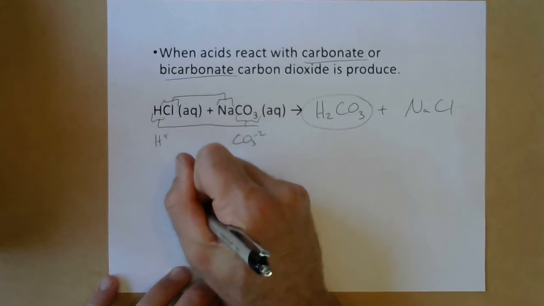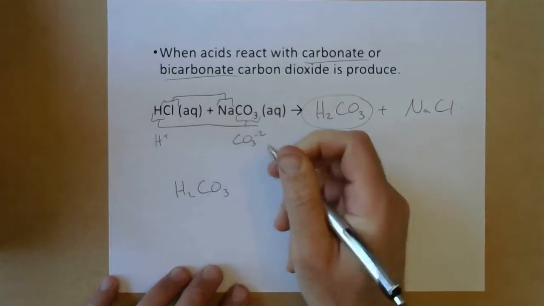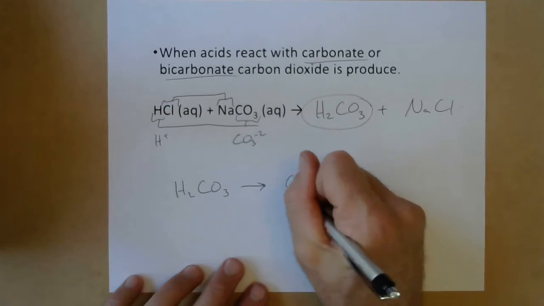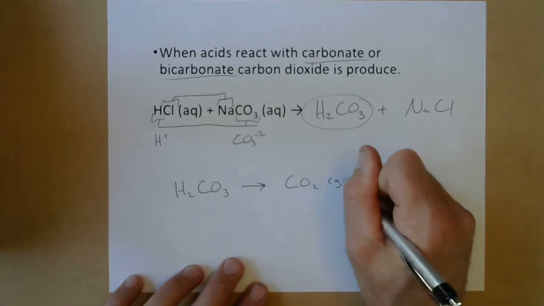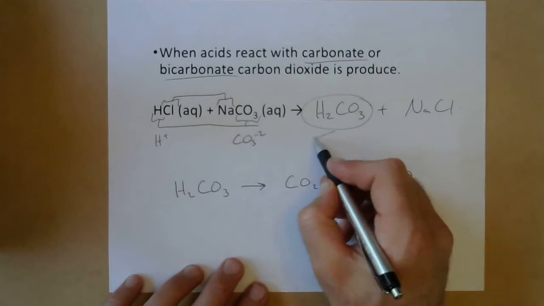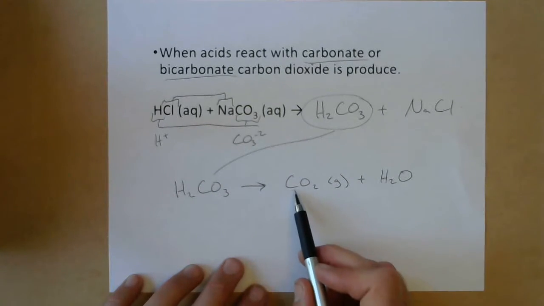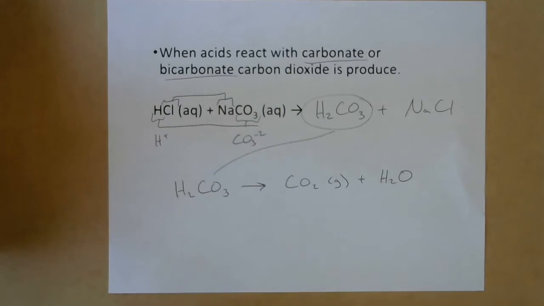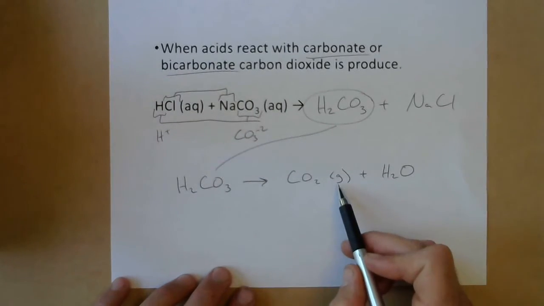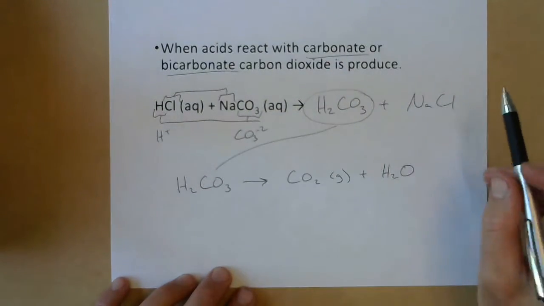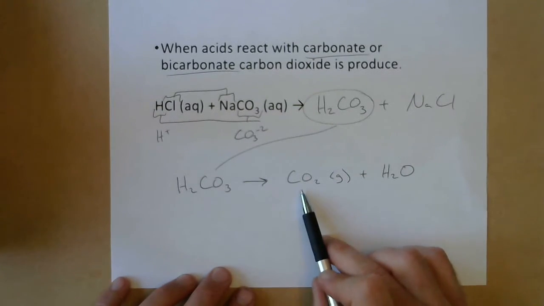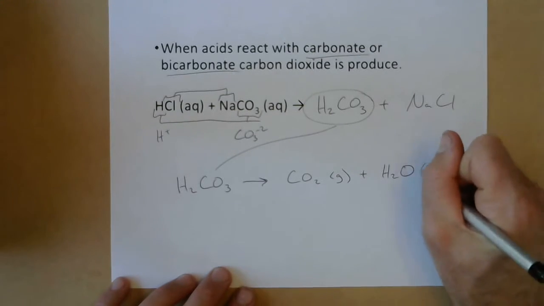And carbonic acid, H2CO3, is going to break down on its own, and it's going to produce carbon dioxide, which is a gas, and water. Okay, so this carbonic acid that's formed in the first step is going to react in the second step to produce carbon dioxide and water. So this is something you want to watch for, or that you might see in labs, and you might recognize when you see the gas bubbles forming with carbonate or bicarbonate ions. It's probably because it formed carbonic acid, and then the carbonic acid breaks down into carbon dioxide and water.